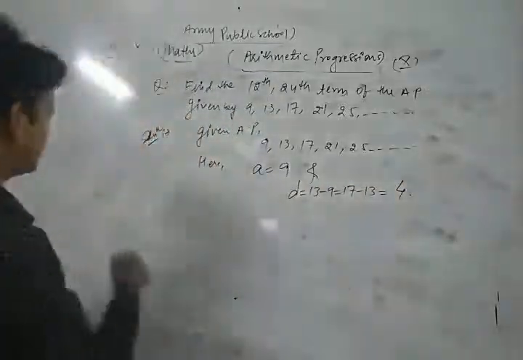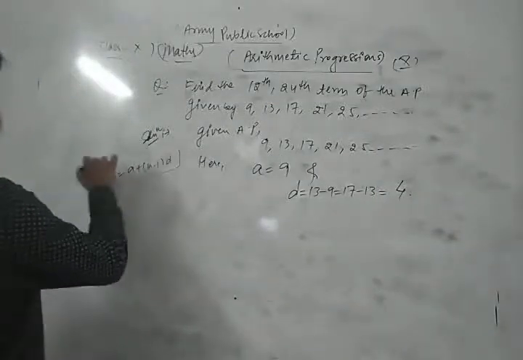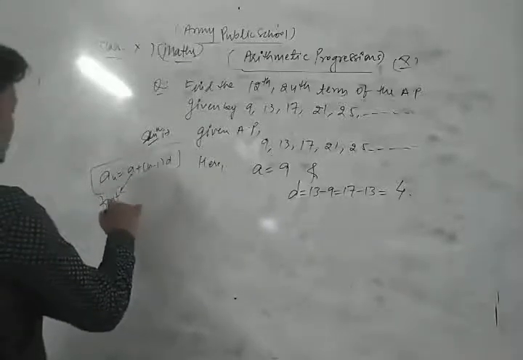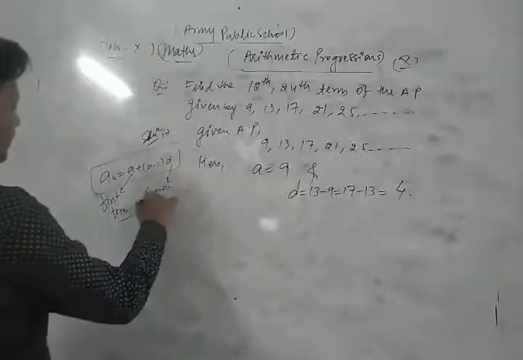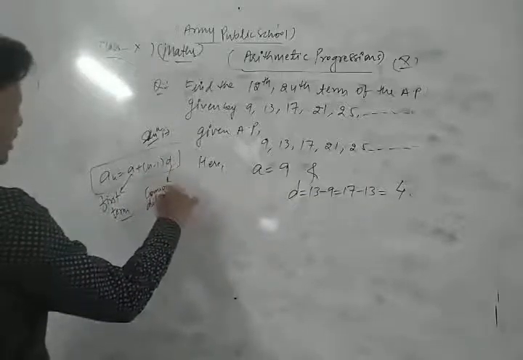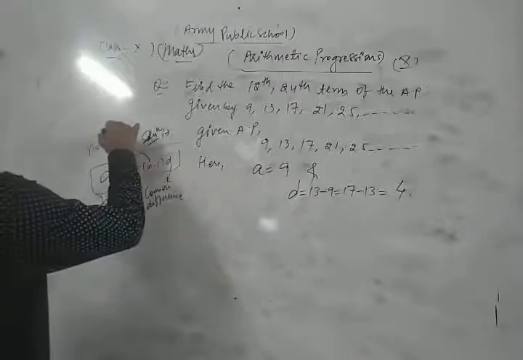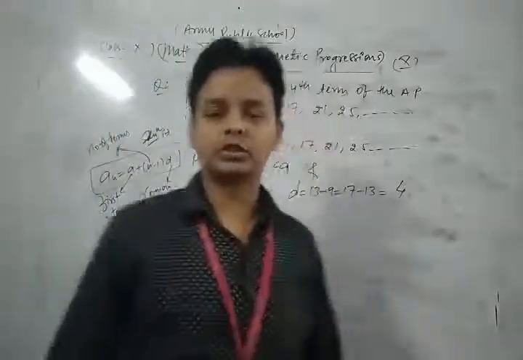You know that, as I just discussed, the nth term of the given AP is A plus n minus 1 into D. Here A is the first term of the given AP, D is the common difference of the AP, and n is the number of terms. So there is some important information related to that formula.